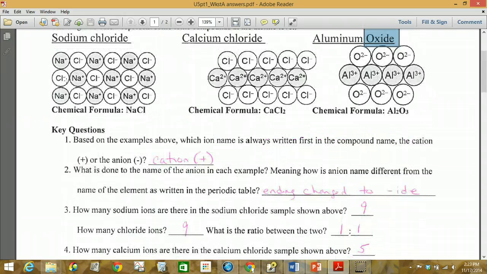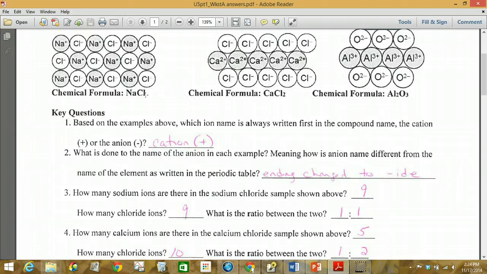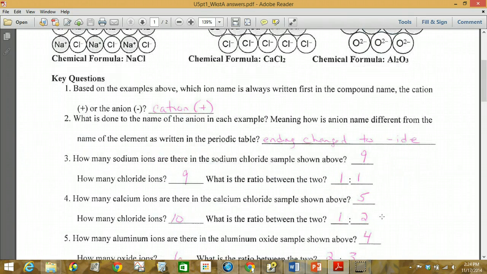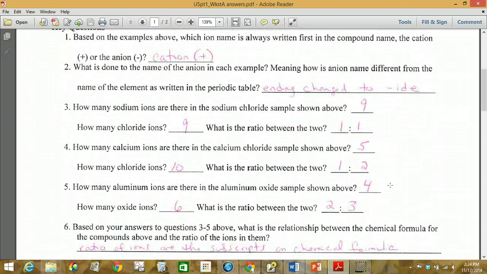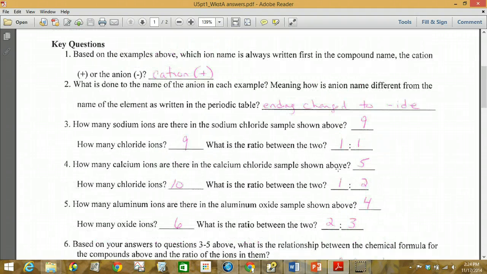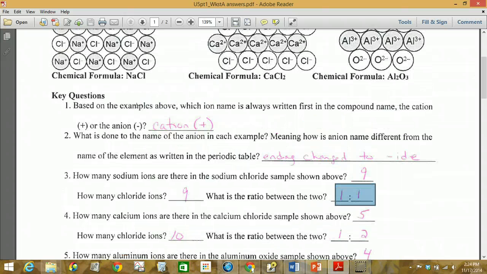For the counting of the ions, so you're literally counting sodium, there's 1, 2, 3, there's 9 sodiums, there's 9 chlorides in this first picture. So we usually show ratios as reduced to the lowest whole number ratio, so that's a 1-to-1. If there's 9 of each, that's a 1-to-1 ratio. For calcium chloride, there's 5 calciums, 10 chlorides, so that's a 1-to-2 ratio. If it's reduced down, 5 to 10 reduces to 1-to-2. And then for aluminum oxide, there are 4 aluminums, there are 6 oxides, and therefore the ratio 4-to-6 reduces down to 2-to-3. And so you'll notice then that each of these ratios is the same as the subscript.